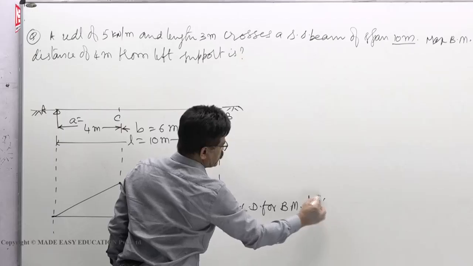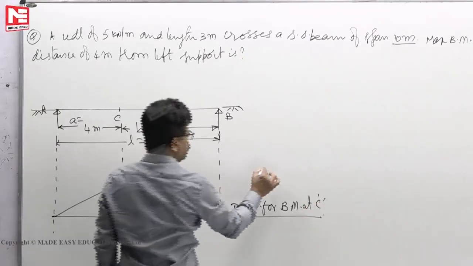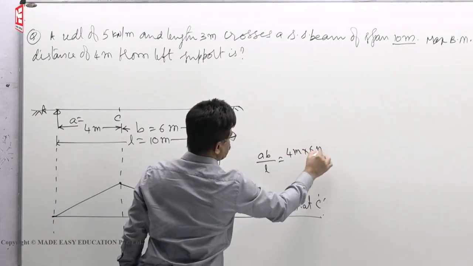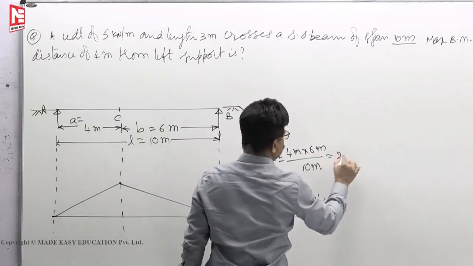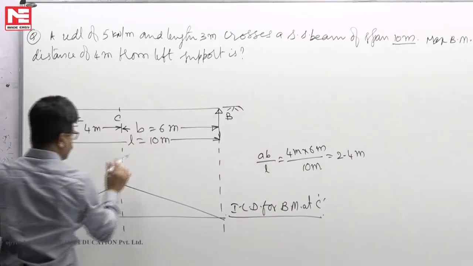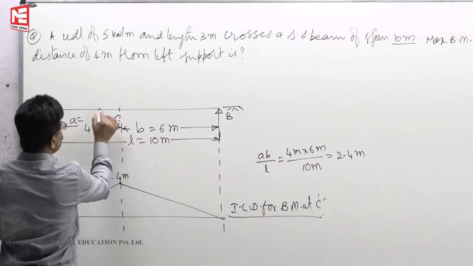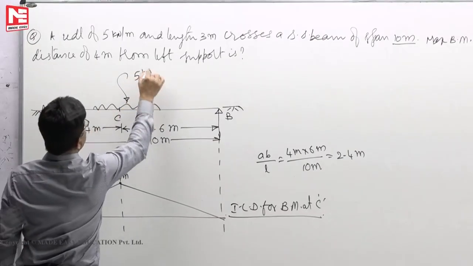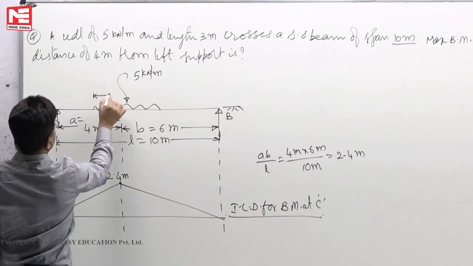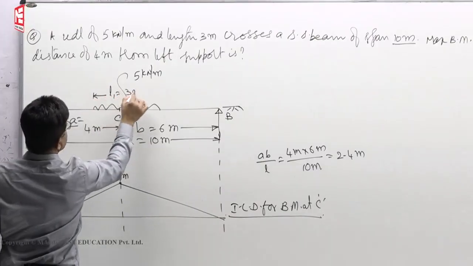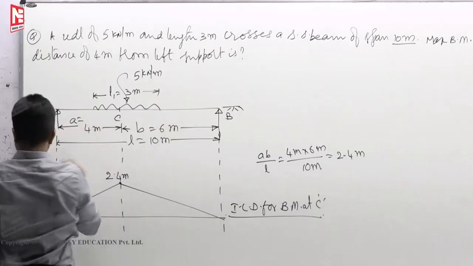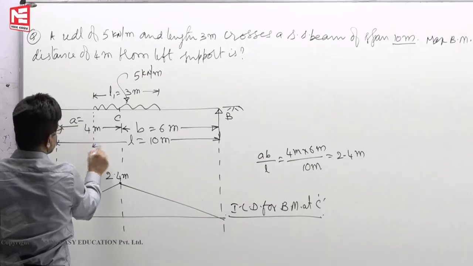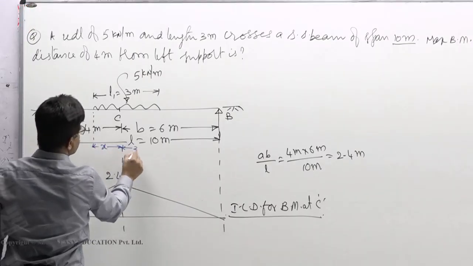Okay, this is your ILD for bending moment at C. This value is AB by L. A means 4 meters, B is 6 meters, length is 10 meters. So you will get 2.4 meters. So this height is 2.4 meters. Now you must adjust the load like this. This is 5 kilonewtons per meter and total length L1, let us say 3 meters. And this distance we take as x. The remaining distance is 3 minus x.